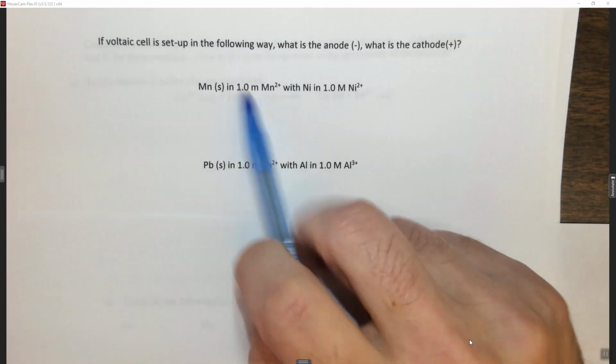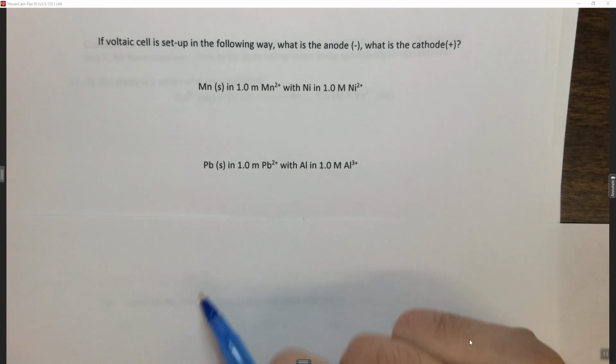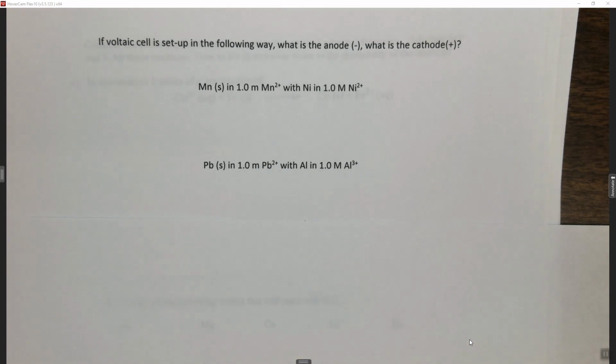All you need to do to solve these problems is look up the standard reduction potential of these things. The one with the higher standard reduction potential is where reduction is going to be occurring in a spontaneous cell, where E cell is positive, which is with the direction of the electron flow in the natural state, not like recharging the battery. So that's all you have to do.